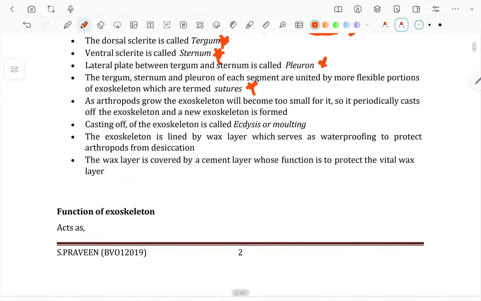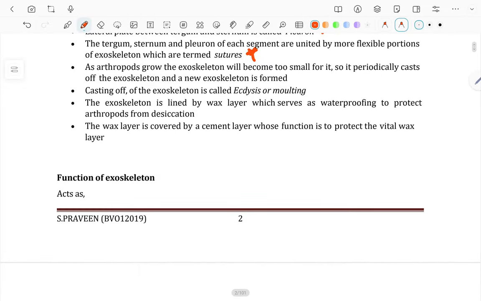As arthropods grow, the exoskeleton becomes too small for them, so they periodically cast off the exoskeleton and a new exoskeleton is formed. Casting off of the exoskeleton is called ecdysis or molting. The exoskeleton is lined by a wax layer, which serves as waterproofing to protect arthropods from desiccation. The wax layer is covered by a cement layer, whose function is to protect the vital wax layer.